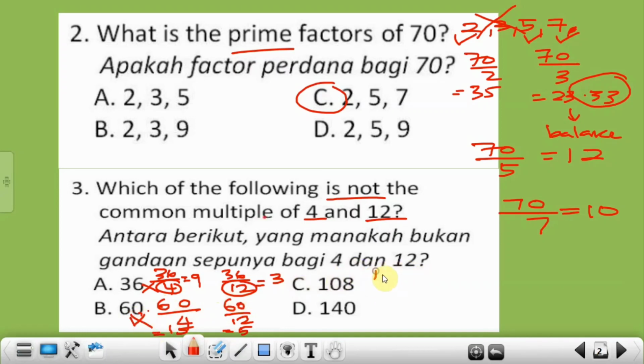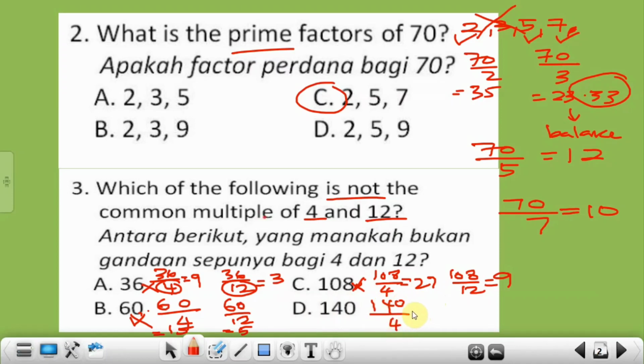Okay, so 108 divided by 4. Do we have a whole number? 108 divided by 4, yes, 27. And 108 divided by 12, yes, we have here 9, right? So this is also a common multiple. So the answer is no. So this might be the probable answer. So let's check.